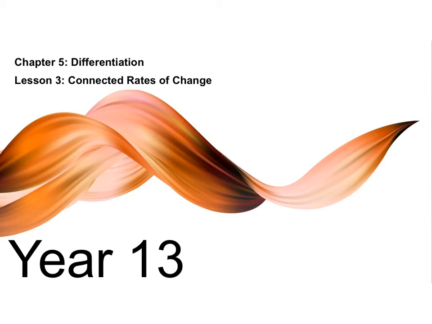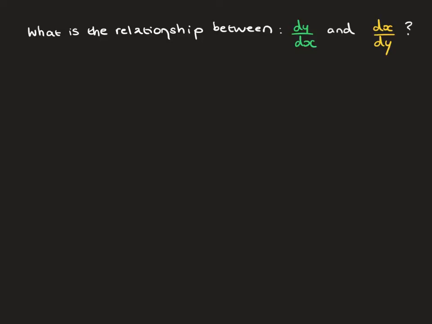Year 13, Chapter 5, Differentiation, Lesson 3, Connected Rates of Change. So we're going to explore the relationship between the two derivatives, dy by dx, the derivative of y with respect to x, and dx by dy, the derivative of x with respect to y.